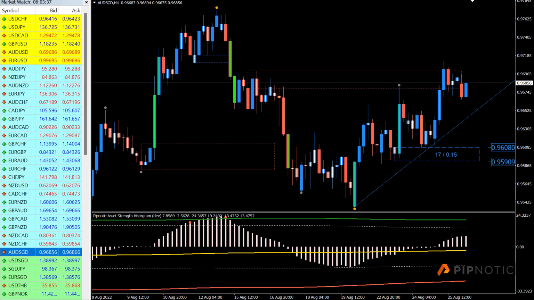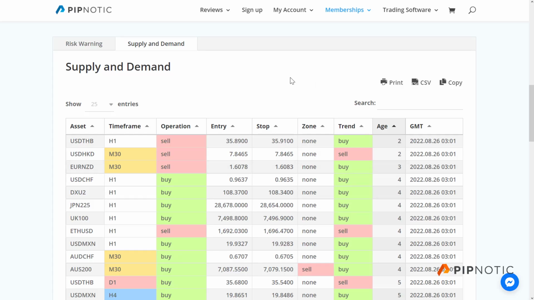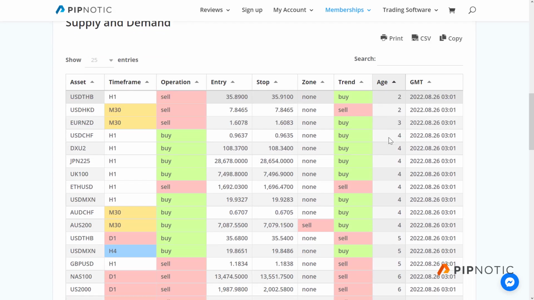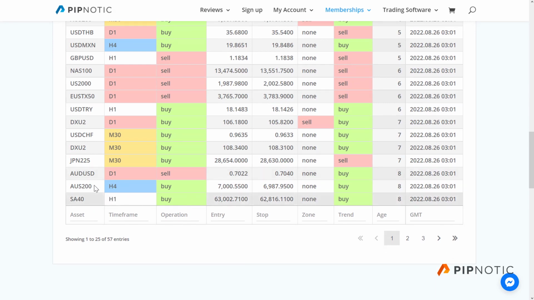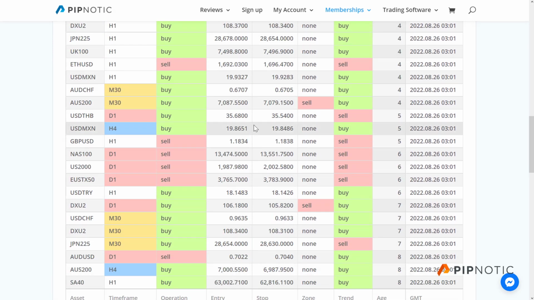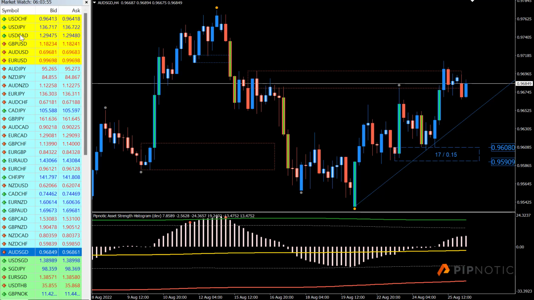This is why I've ordered the assets based on the age, and you can see they increase as we go up. The first page, these are really good signals just here, all of these. If we look at this one here, the pound American dollar on the 1 hour, go to the 1 hour.